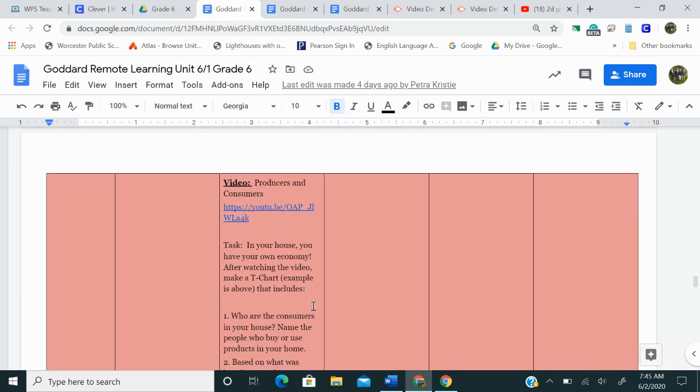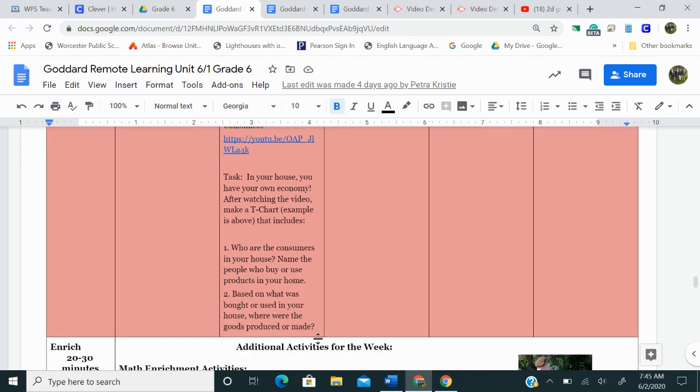And now your task. In your house, you have your own economy. After watching the video, make a T-chart, like the example in the visual above, that includes: 1. Who are the consumers in your house? Name the people who buy or use products in your home. 2. Based on what was bought or used in your house, where were the goods produced or made?